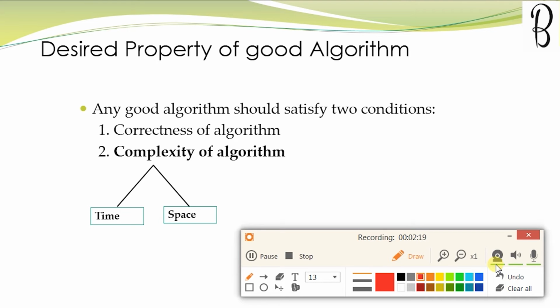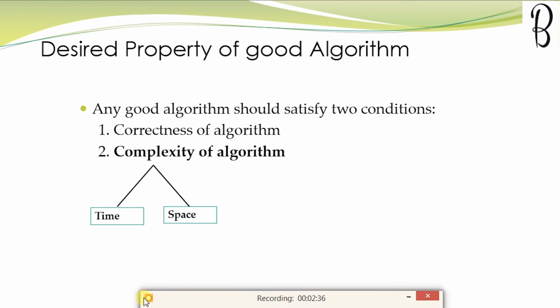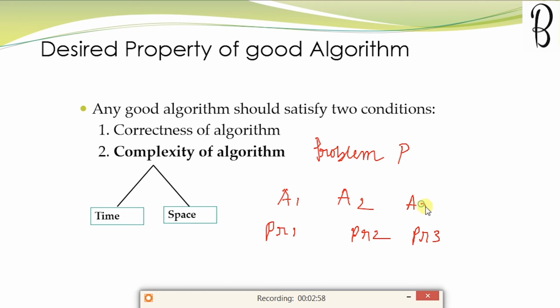Let's take an example. Let's say there is a problem P. Programmer 1, programmer 2, and programmer 3 have written three algorithms A1, A2, and A3 for problem P. All are giving the same output. Still, we will select one particular algorithm from A1, A2, and A3. Which algorithm shall we select?